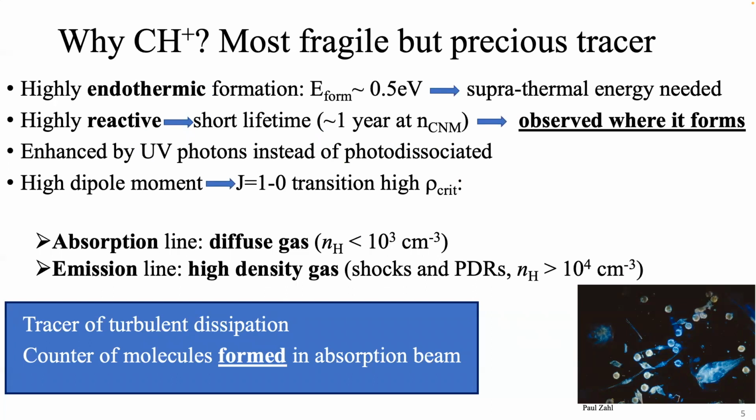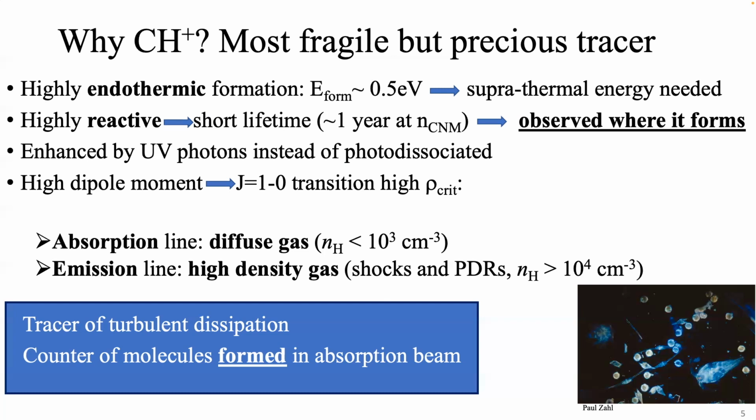And unlike all light hydrides, it has a high dipole moment, so its J=1-0 transition is difficult to excite through collisions. So the absorption lines of this transition trace diffuse gas, and the emission lines trace high-density gas seen in shocks and photodissociation regions. Due to all these unique properties, CH+ is a tracer of turbulent dissipation, even if this morning we saw that this was crossed out. The contribution of dissipation to the formation of CH+ is still under debate, so not completely trusted.